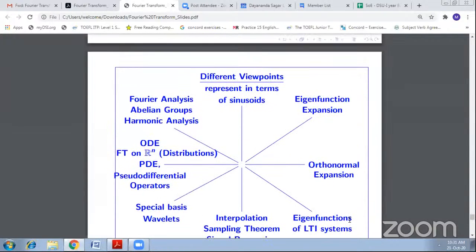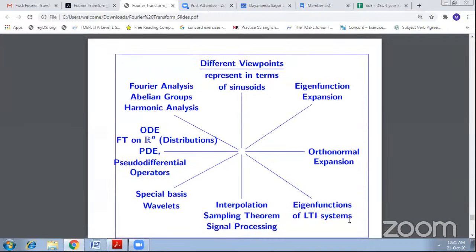Now let's look at this. We have looked at Fourier transform from Fourier analysis from various points of view. One is in the idea of representing in terms of sinusoids. The other is in the idea of representing in terms of eigenfunction expansion, as we saw in LTIs. Or we can look at this as an orthonormal expansion. Or we can again look at it as eigenfunctions of specific LTI systems. Or we can look at it in the form of interpolation, sampling theorem, signal processing. Or in the form of basis, special basis, and wavelets. Or in the form of ODE, PDE, pseudo-differential operators, etc.